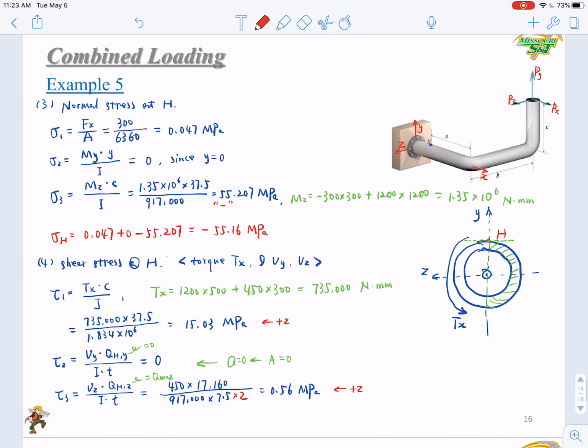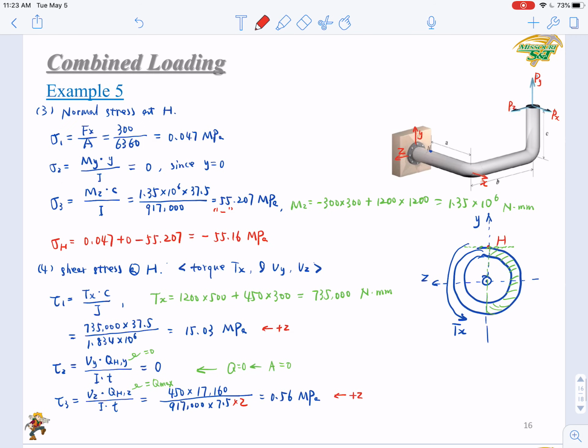Okay, so then we can determine the overall tau value for point H by adding the 3 together. Since they have the same sign, just add them together: 15.03 plus 0 plus 0.56. You have 15.68 MPa. Okay, so this is the result of the overall shear stress.